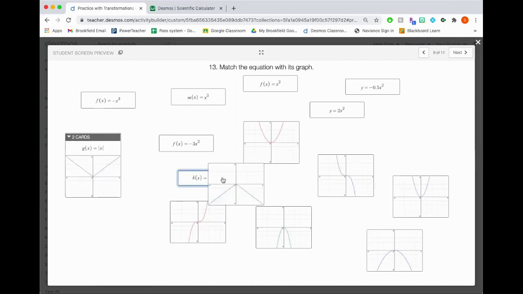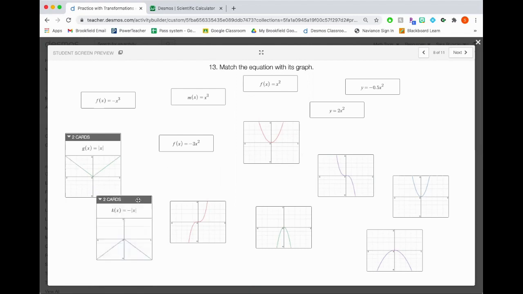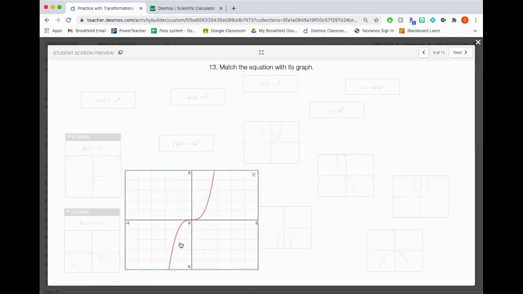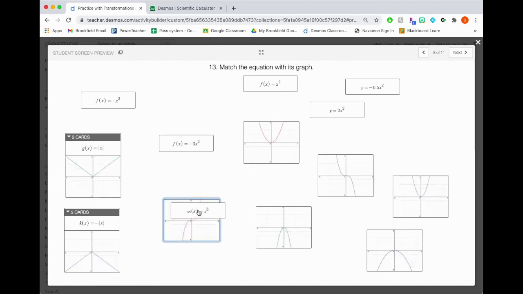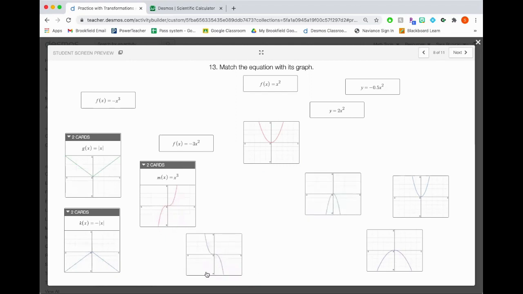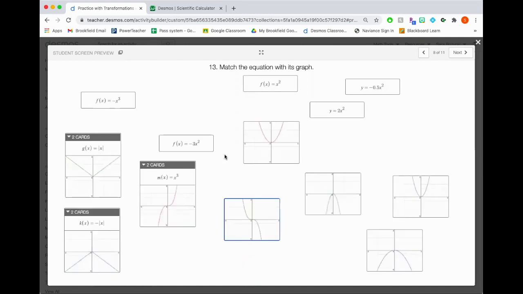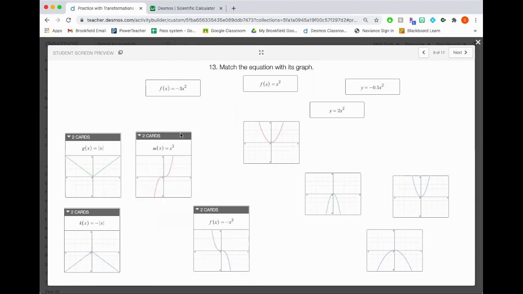I have another absolute value graph, and it's upside down, so that means I'm going to have a negative on the outside, which would be this. This squiggle here is the cubic, x to the third. So I'm going to find my x to the third and match them. I have another x to the third one, looks pretty similar, except it's flipped. So I'm going to find the one with the negative. So I have those. And then the rest are all parabolas.